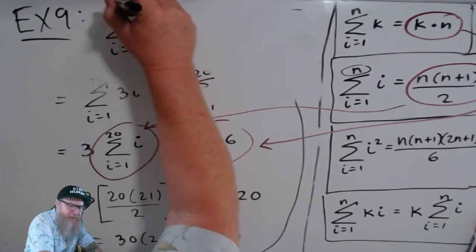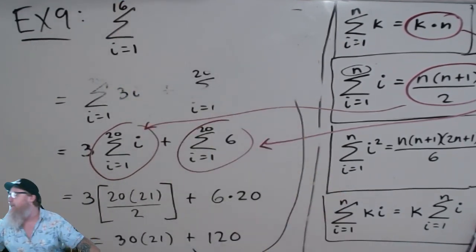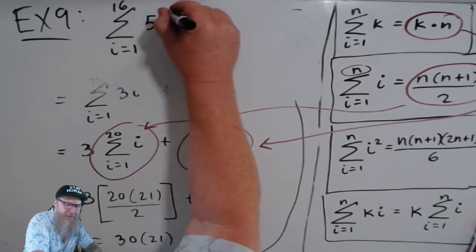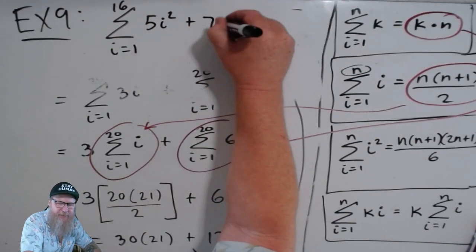All right, let's do the sum from 1 to 16, which really isn't too many, of 5i squared plus 7i.